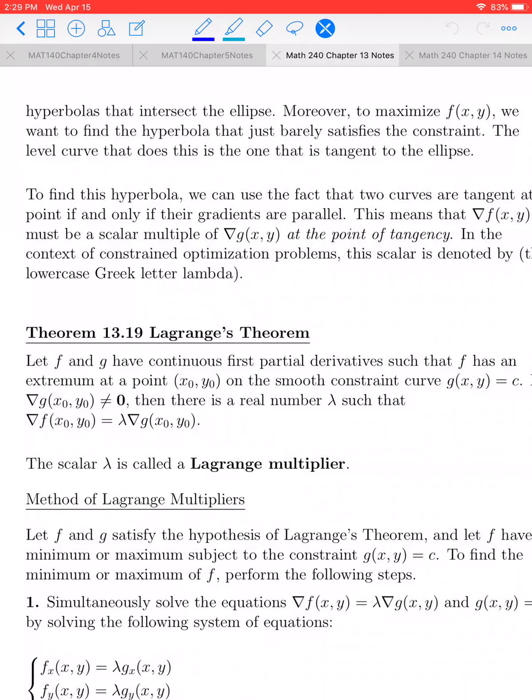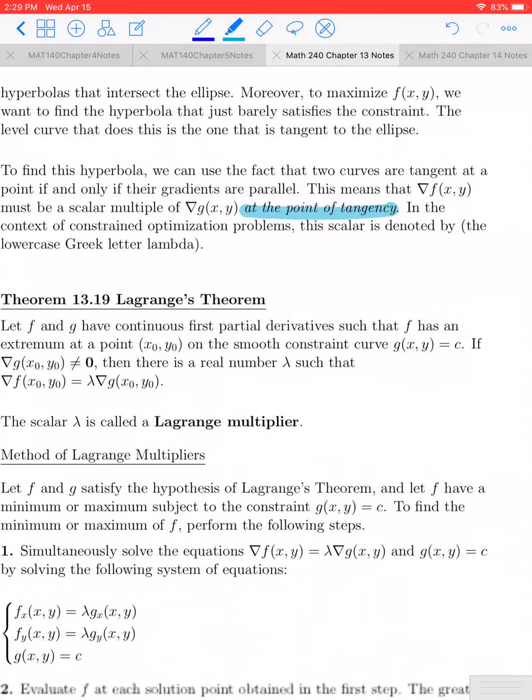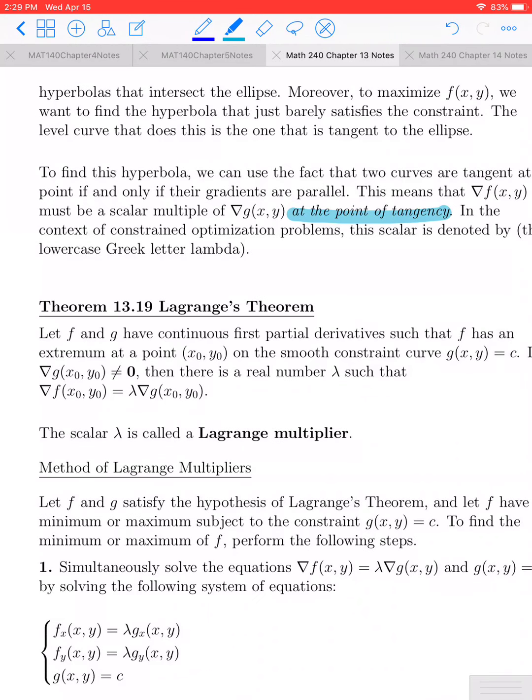They're not going to be scalar multiples forever. So remember, the idea of tangent means that one is a constant multiple of another. But it's not at all points. It's going to be just at the point of tangency. Okay. This scalar multiple, we're going to denote via the Greek letter lambda, which looks like this. And this brings us to Lagrange's theorem.